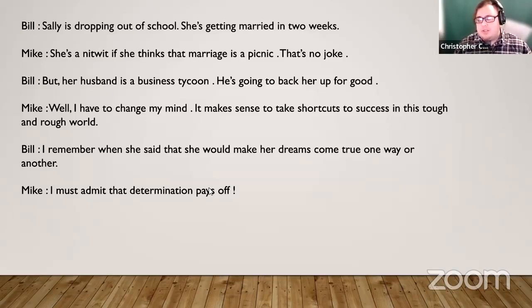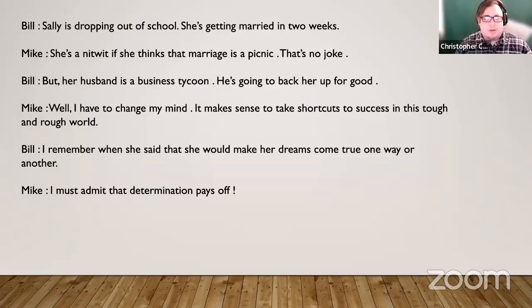I don't think this one's too difficult. Let's see. What do you think this means? I don't get it. The words nitwit and the word tycoon, I think.